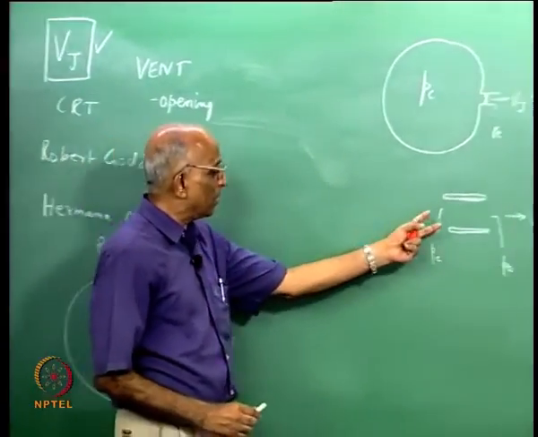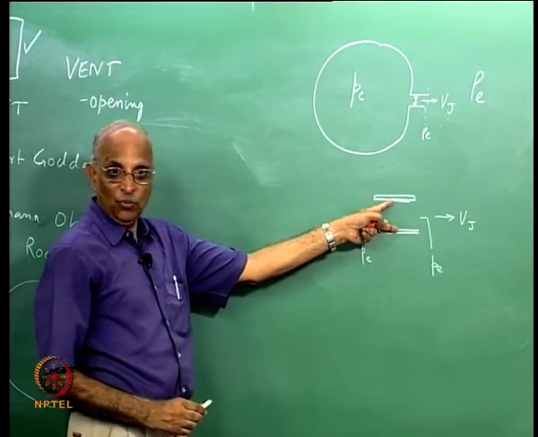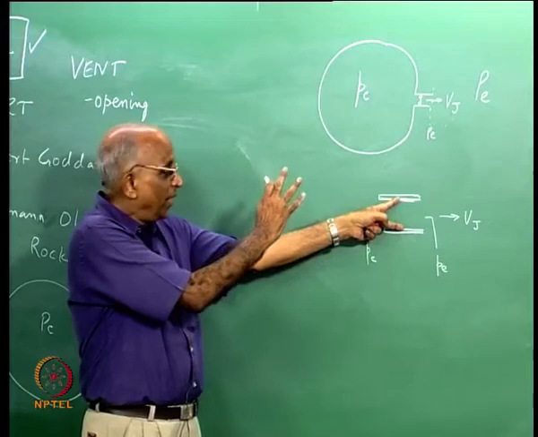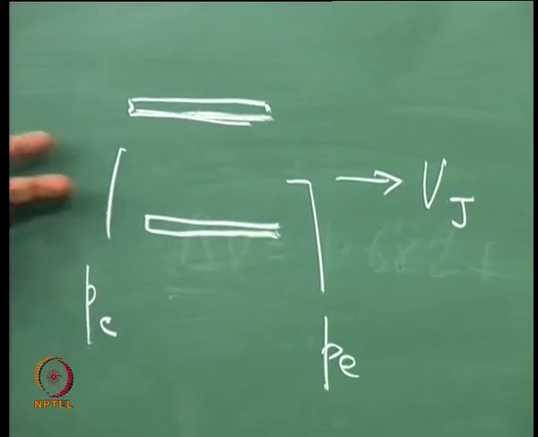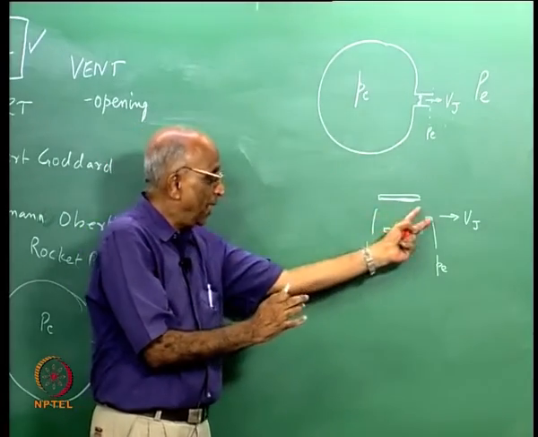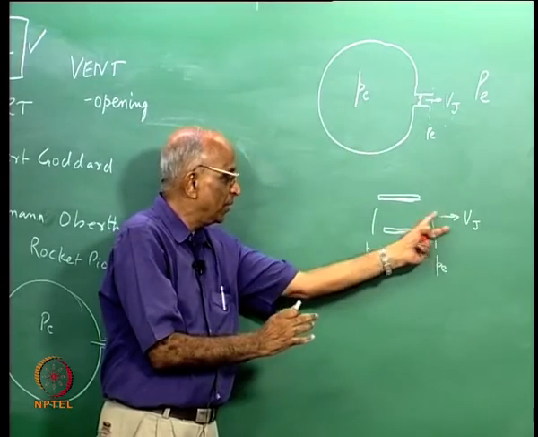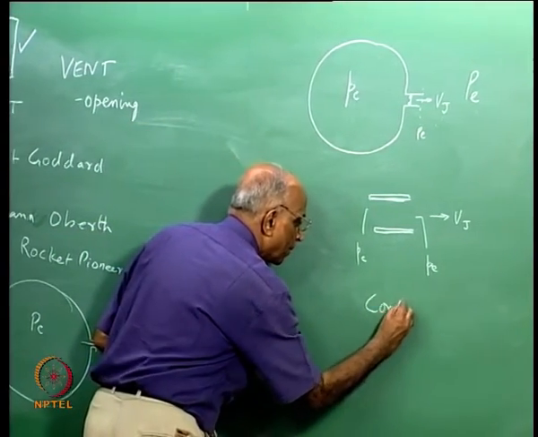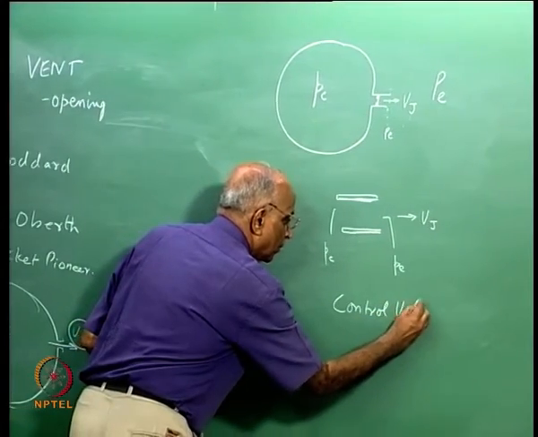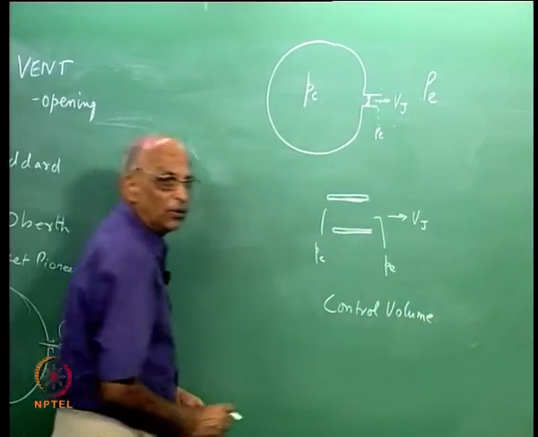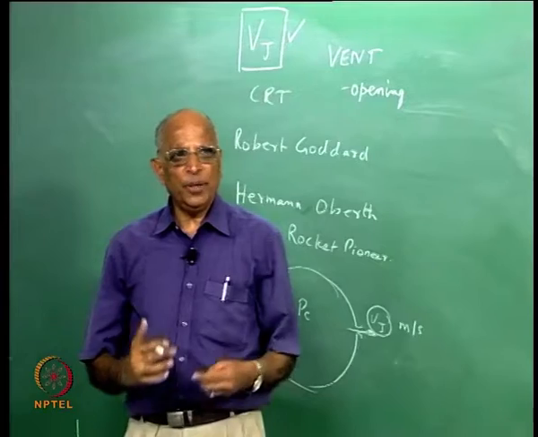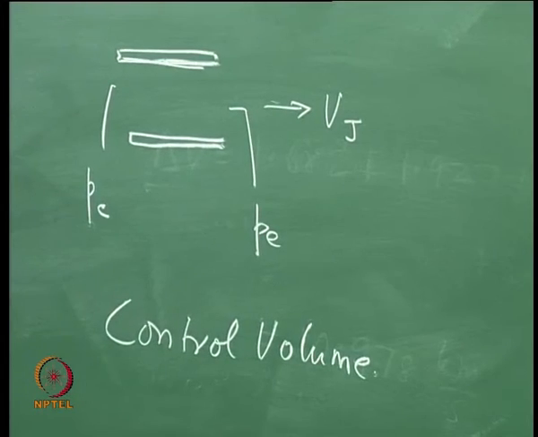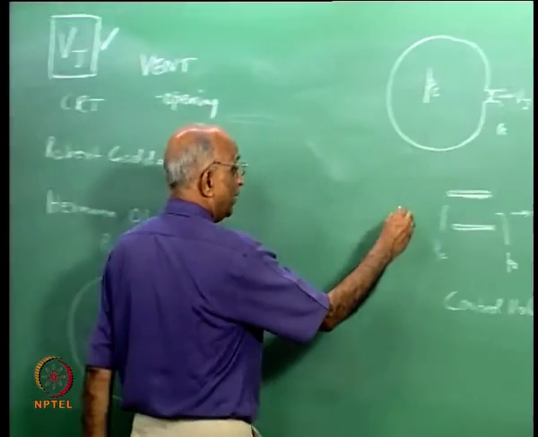Therefore, this is nothing but a control volume. Why do I say a control volume? I have a fixed volume in space, and what is happening to this volume? Air is entering at a high pressure and leaving at a low pressure, and therefore I solve the equation for a control volume. To be able to solve this problem, I have to make some assumptions. What are the assumptions I could probably make? Let us say this is my vent.